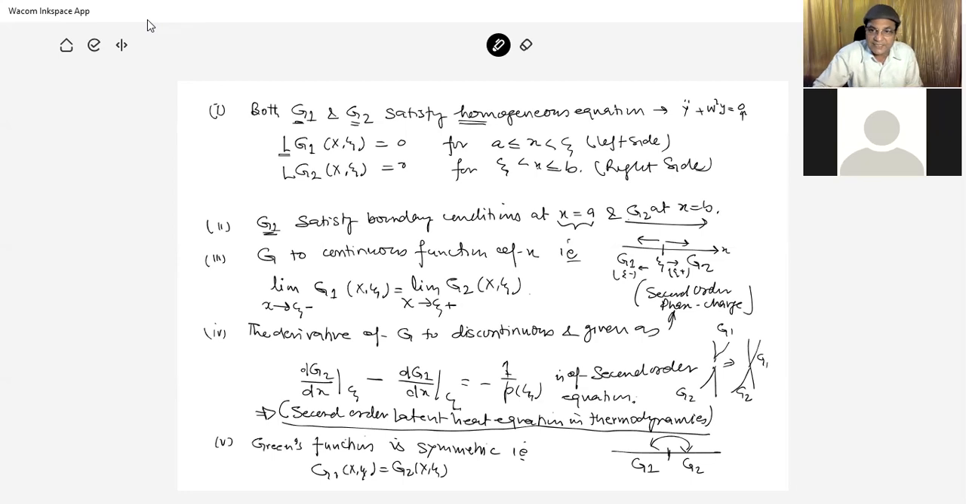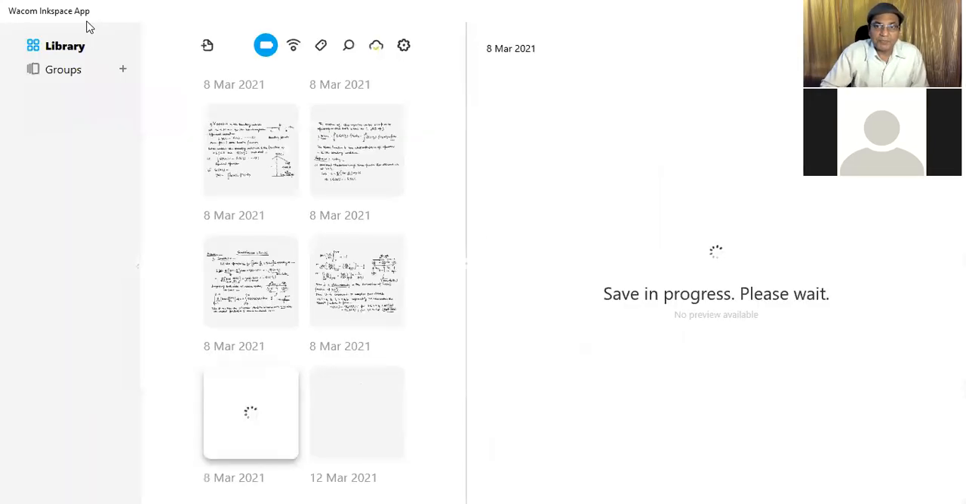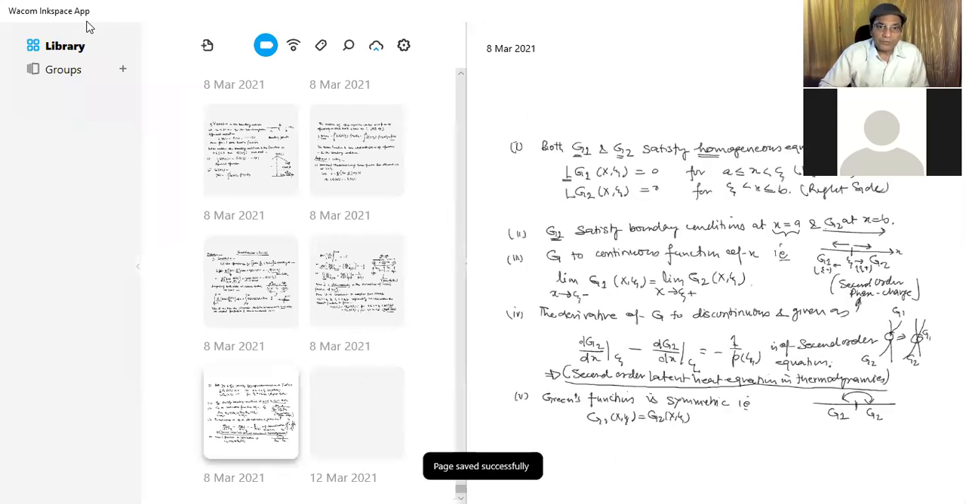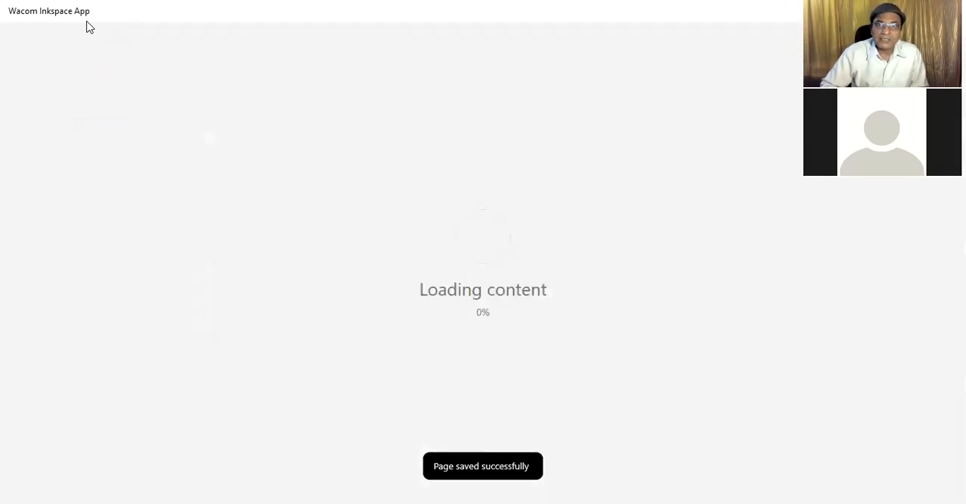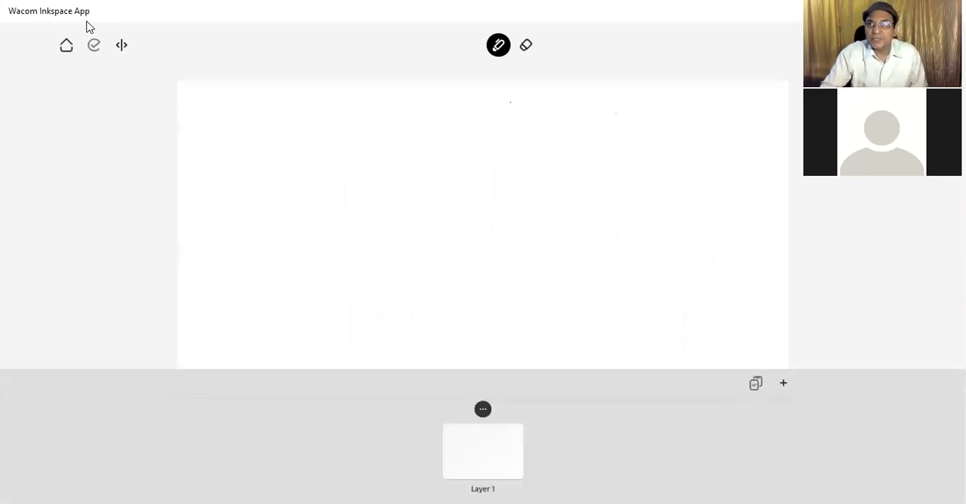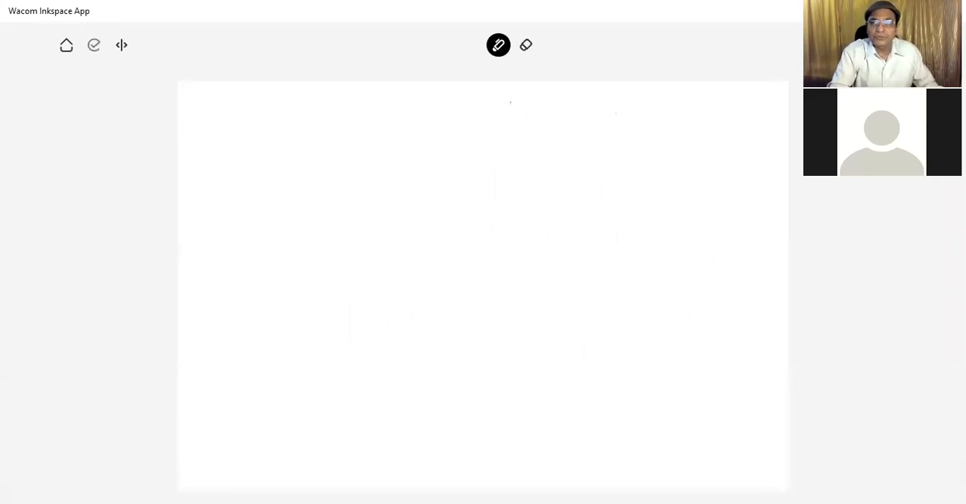So in that case, there is a single-way discontinuity, but when you differentiate, you will find this kind of function. So Green's function is symmetric. Green's function is symmetric when G1 is equal to G2 in this case. So these are the properties, and now we can start the steps. All these are how to materialize, how to find the steps in the given form.